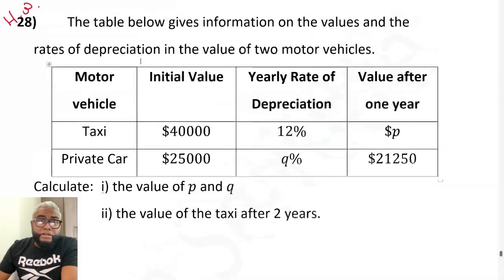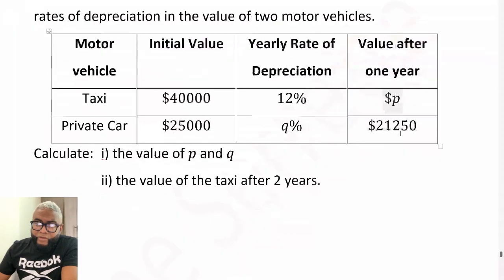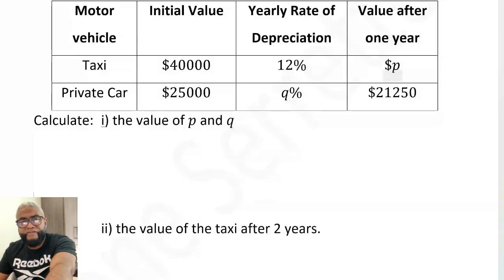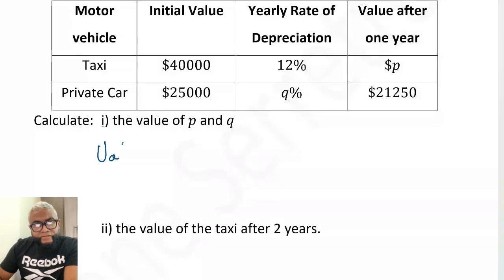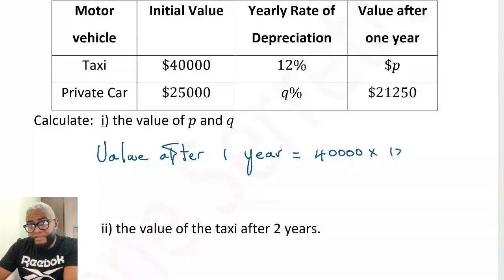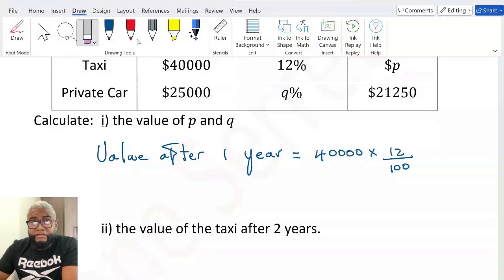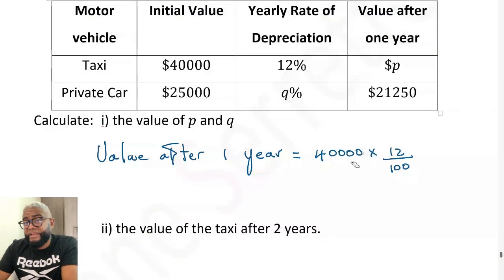So let me go. The table below gives information on the values and the rates of depreciation for two motor vehicles. Motor vehicle, initial value, yearly depreciation, value after 1 year. So they want P first. So let me work out P first now, the value after 1 year. If it's just the first year, it will just be 40,000 multiplied by 12 over 100. What do you get when you work this out? 4,800.